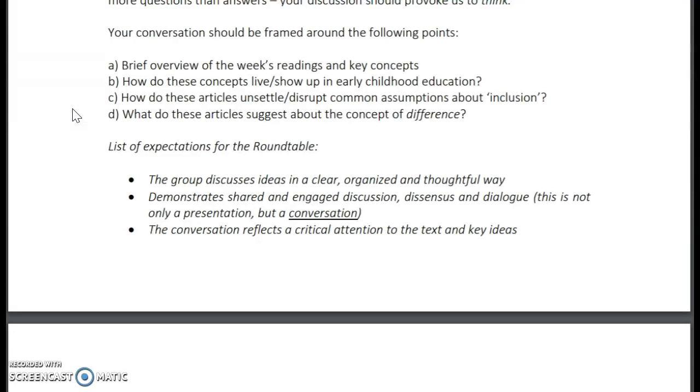So your conversation should be framed around the following points. You'll have a brief overview of the week's readings and key concepts. You can consider, how do these concepts live and show up in early childhood education? How do the articles unsettle and disrupt common assumptions about inclusion? So really be sure that you're taking a critical lens here. What do the articles suggest about concepts of difference?